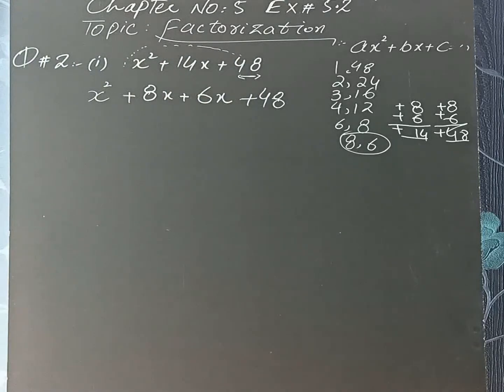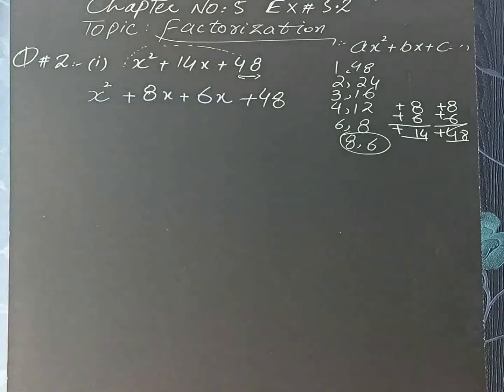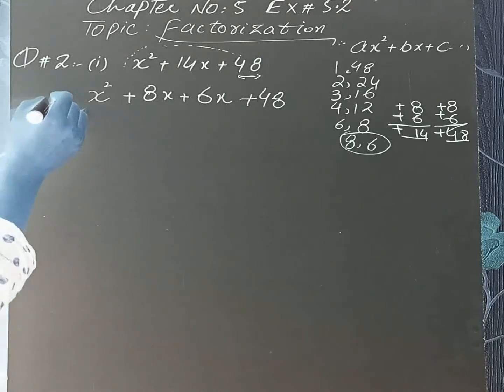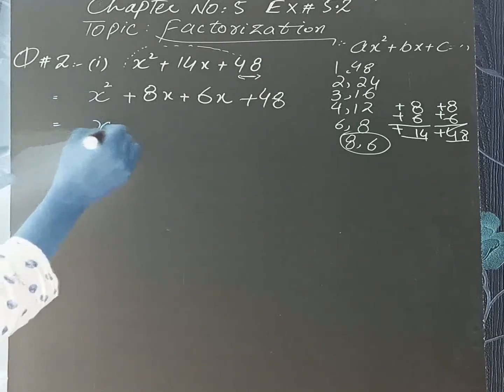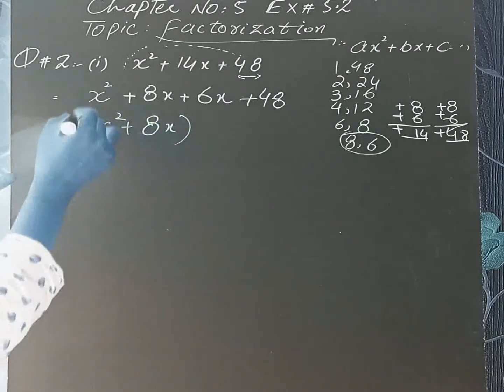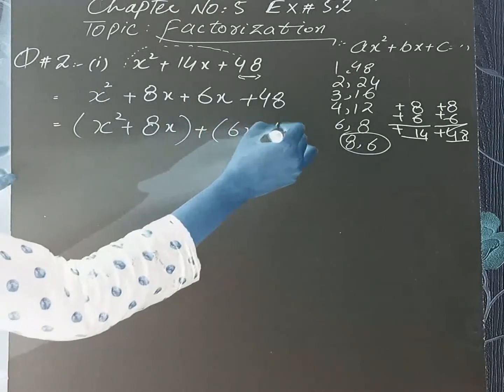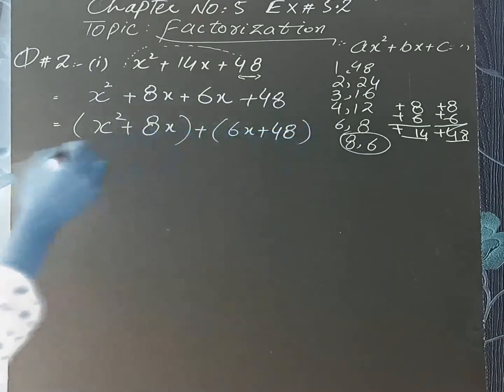Okay guys, now we are going to make the pairs, because this is the second type of factorization, in which there are 4 terms. We are going to make the pairs of them. x squared plus 8x, then plus 6x plus 48.